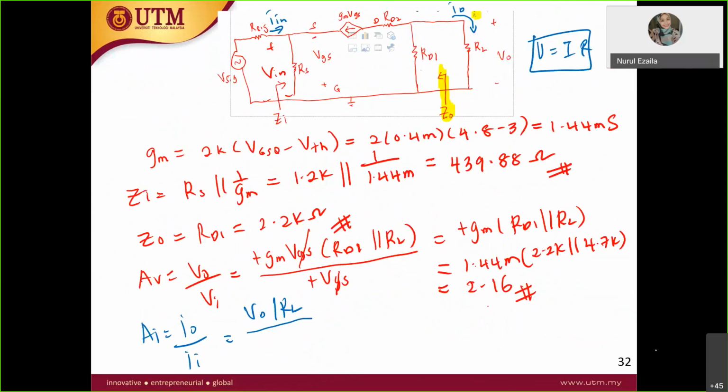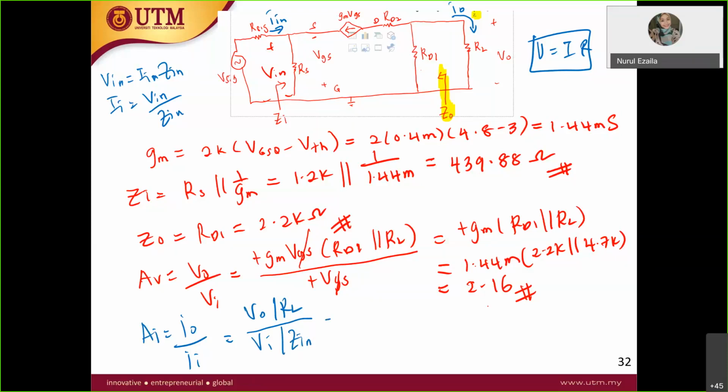So this is your I in. You already have your Z in. We know from the equation just now that V in is equal to I in times Z in. So I can take I in is equal to V in over Z in.